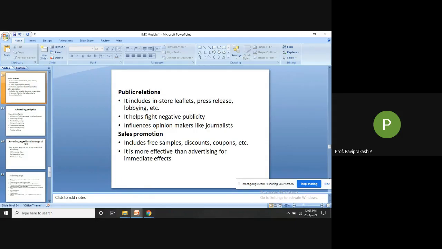1 million is 10 lakhs, and 10% of it is 1 lakh. So if 1 lakh people also buy their product, it is sales of 1 lakh, and that is not less. It is very difficult to achieve 1 lakh of sales of a particular product. So here these people are influencing the buying behavior, or the buying choices of people basically. Then comes sales promotion, which includes free samples, discounts, and coupons.